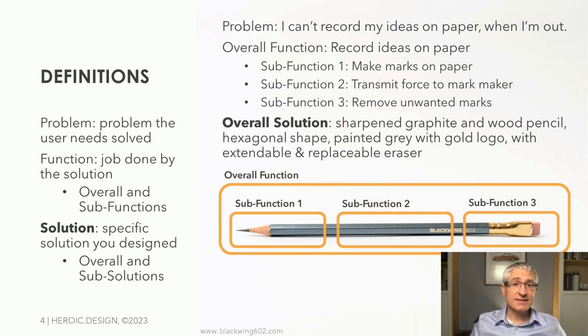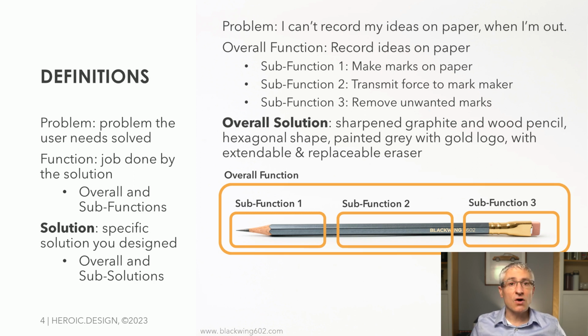And third is the solution. Now we have the specific solution you designed or chose that performs the function and solves the problem. In this case, the overall solution is a wooden pencil. Each of the subfunctions is solved by a specific set of features on the pencil.